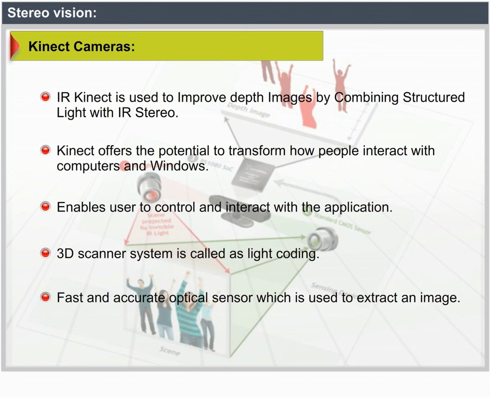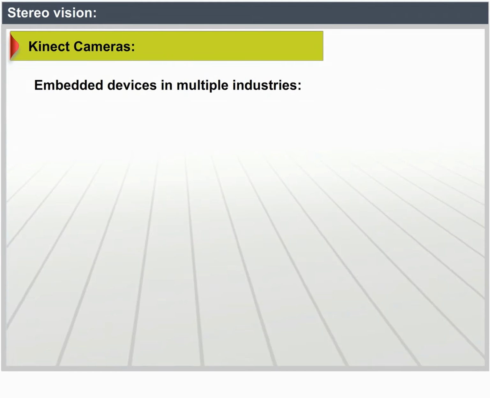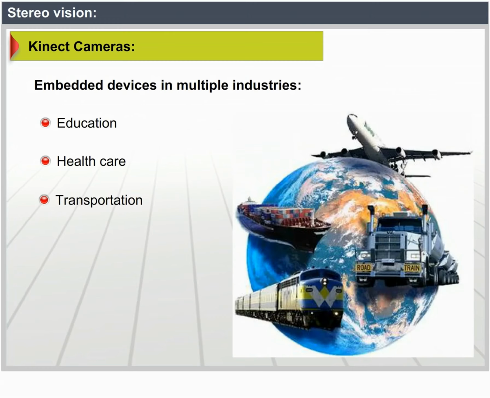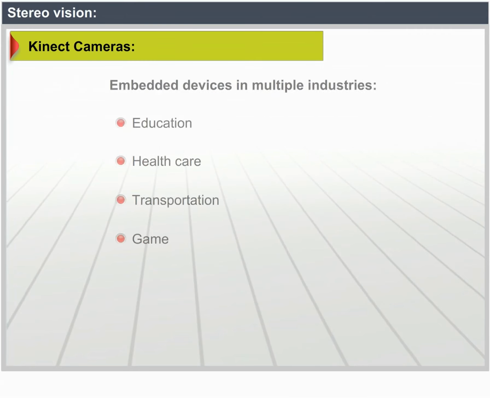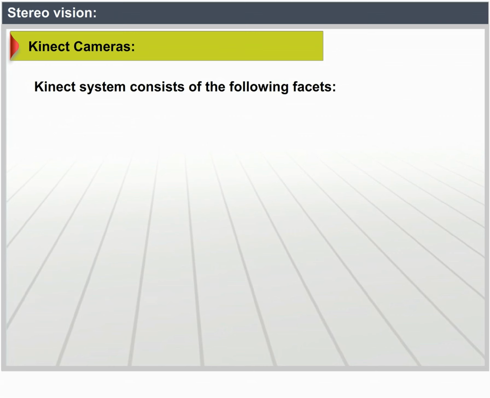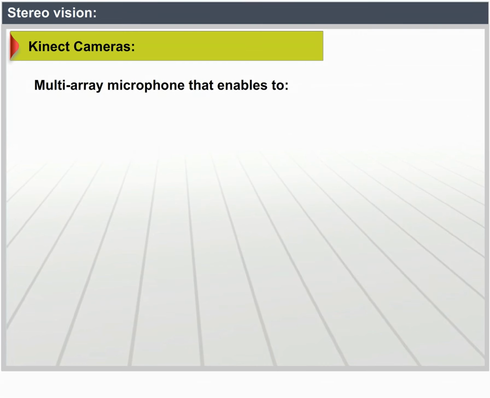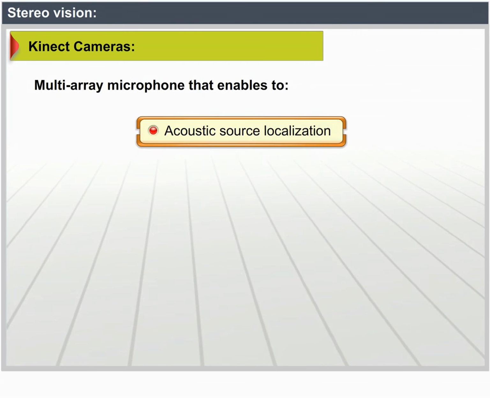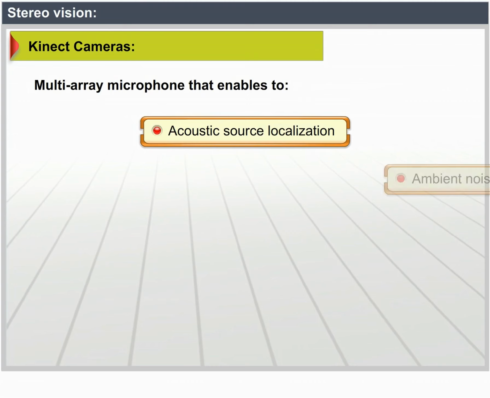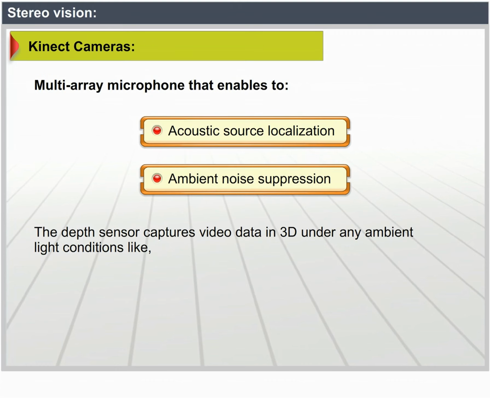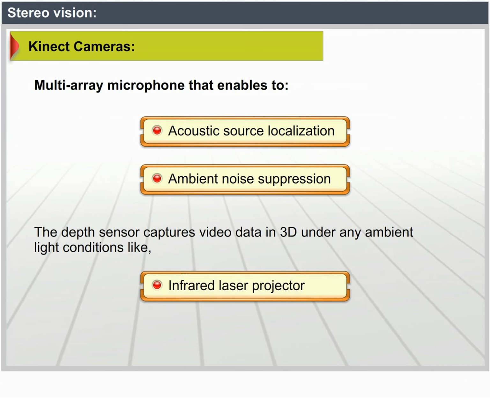Embedded devices in multiple industries: education, healthcare, transportation, game. The Kinect system consists of an infrared projector, a color camera, and an infrared sensor, and a multi-array microphone that enables acoustic source localization and ambient noise suppression. The depth sensor captures video data in 3D under any ambient light condition. Infrared laser projector, monochrome CMOS sensor.